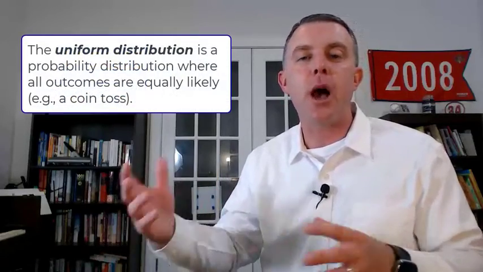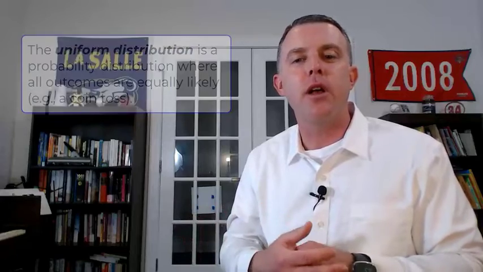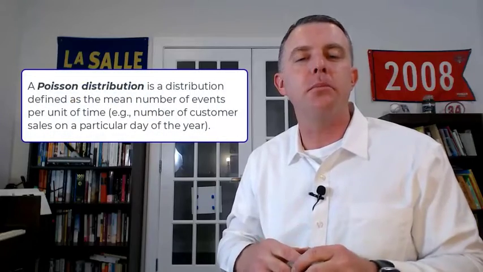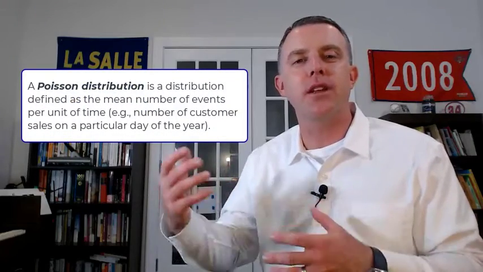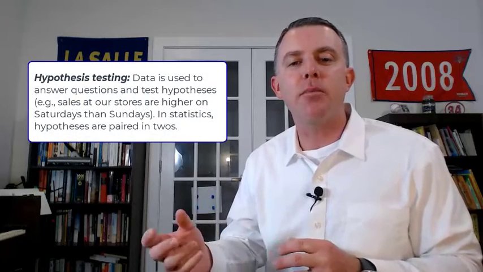There are other types of distributions. For example, we'll primarily be working with the normal distribution, but there's also something called a uniform distribution where every observation in the data has the same exact value. There's also something called the Poisson distribution, and Poisson measures the average number of events that occur over a period of time. We'll be using primarily the normal distribution to look at something called hypothesis testing. In hypothesis testing, data is used to answer questions and test hypotheses.